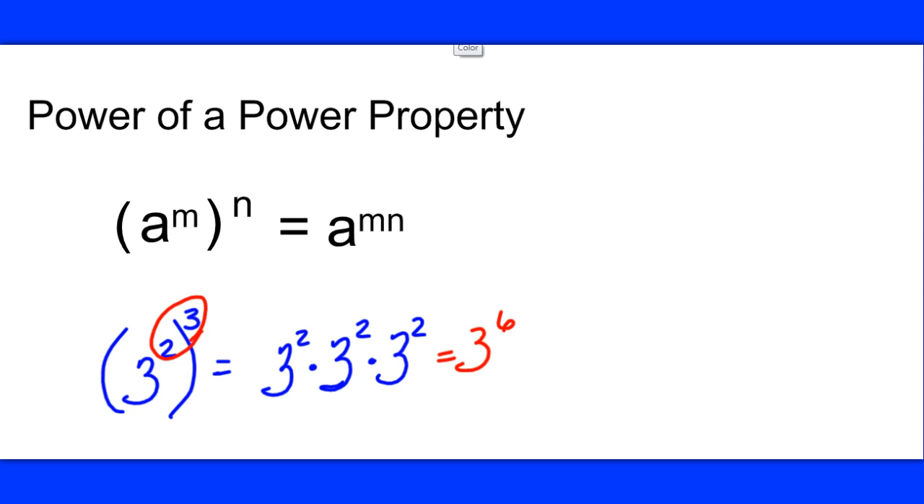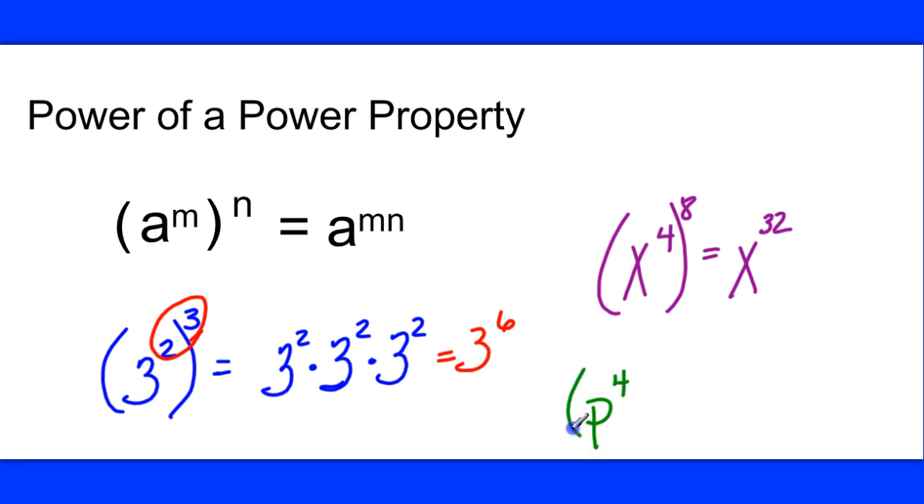Okay? So let's say that I have x to the 4th power taken to the 8th power. That's going to give me x to the 32nd power. Let's say that I have p to the 4th power taken to the negative third power. Now again, just because there's a negative there doesn't mean it changes anything. That's going to give you p to the negative 12th, which is not simplified. It will give you 1 over p to the 12th.